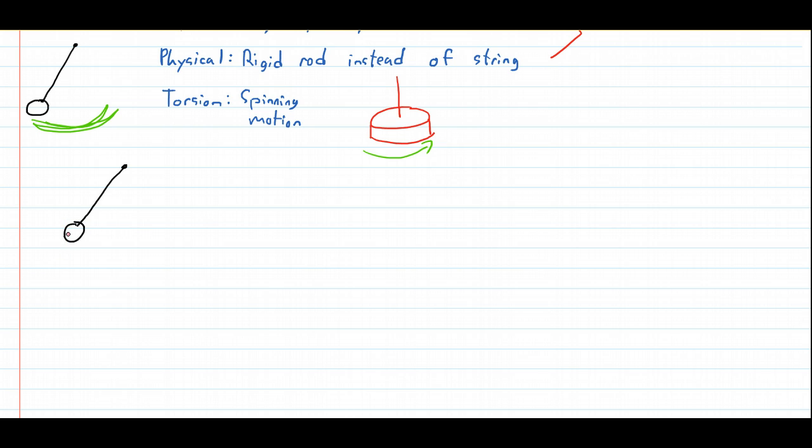The driving force of the pendulum is gravity, Fg, which acts straight down. And so what causes it to actually swing back down towards the vertical is the component of gravity that's perpendicular to the string.